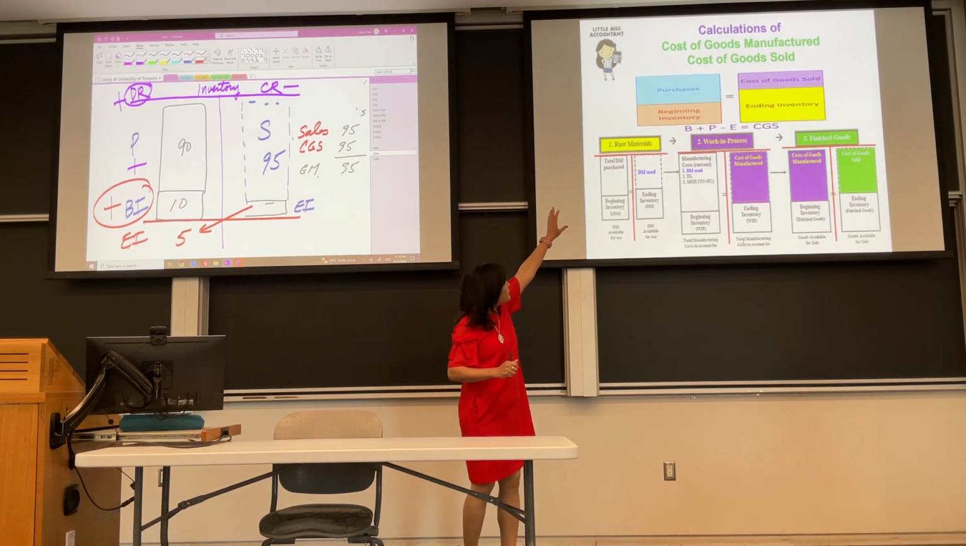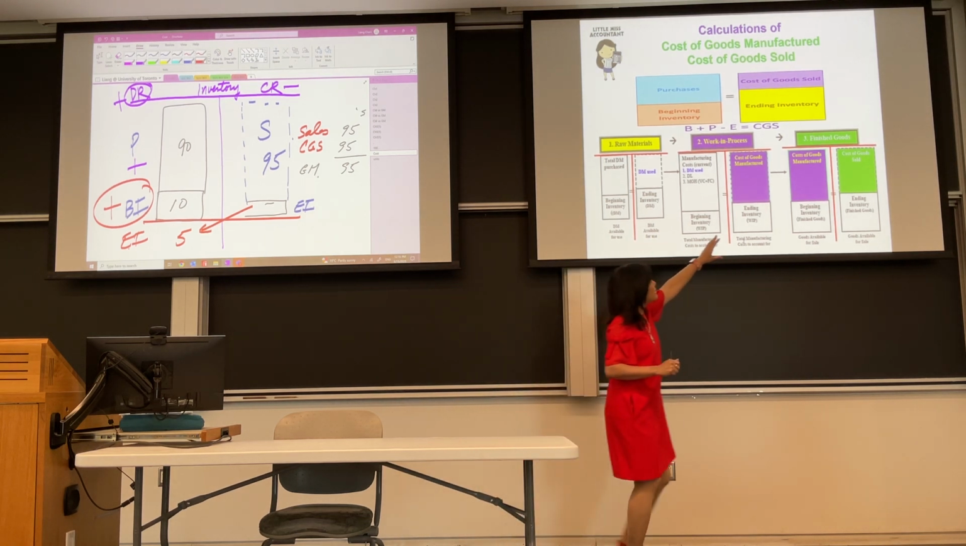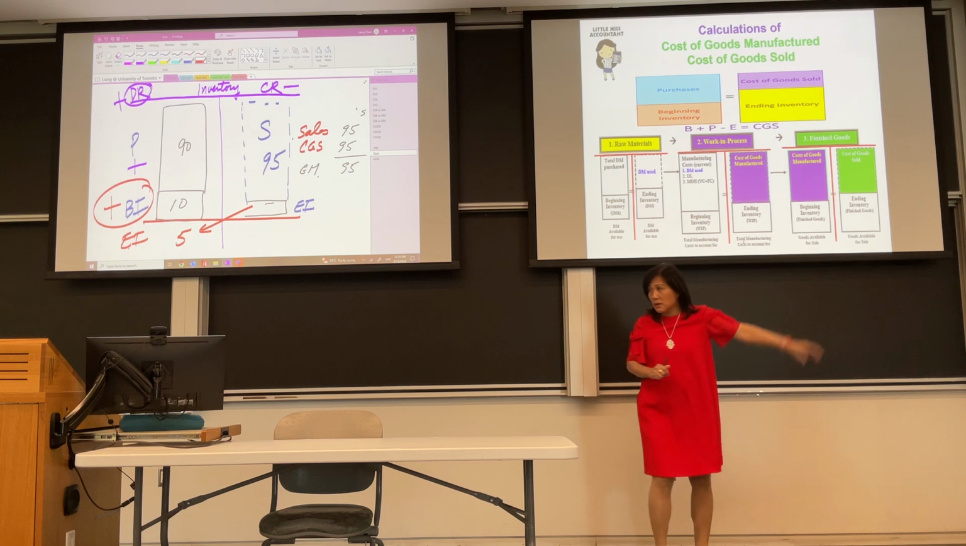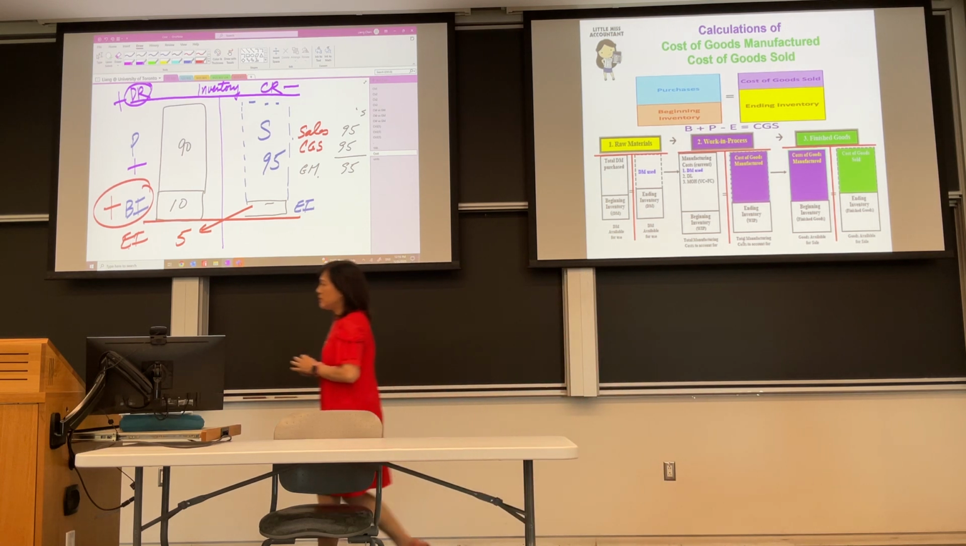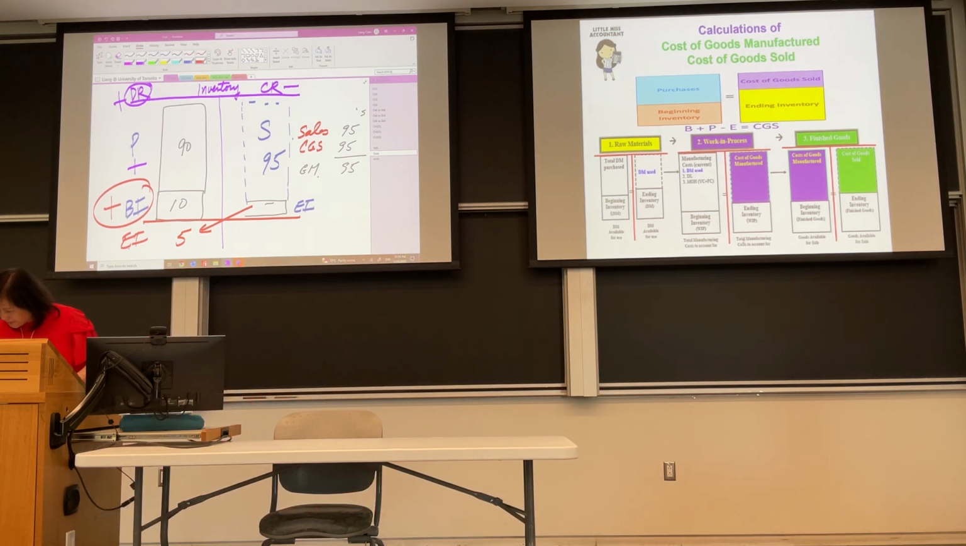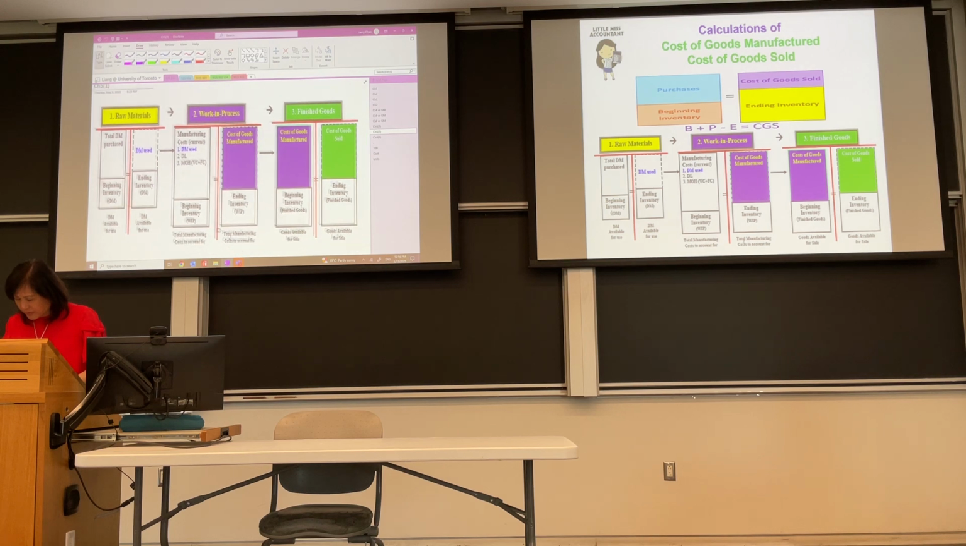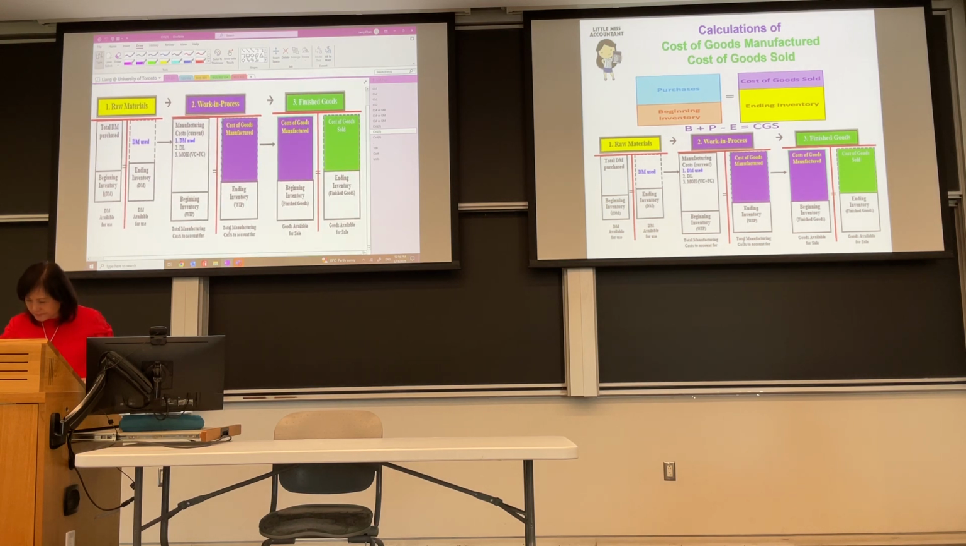Okay, so merchandise purchases is like merchandise produced. Okay, so I'm going to show you, I have a chart here. Manufactured, produced. You can use it as P. B plus P. This is the P. Purchases.